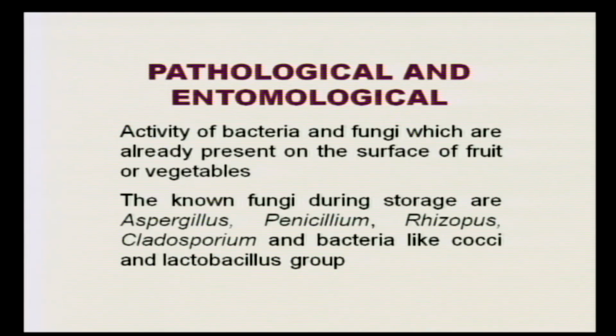Then third group, if you recall in the slide, we said pathological and entomological factors. This is because certain bacteria or fungi can be present on the surface of the fruit and they can cause the problem. The known fungi during storage are like Aspergillus, Cladosporium, and the lactobacillus group. This can cause spoilage.